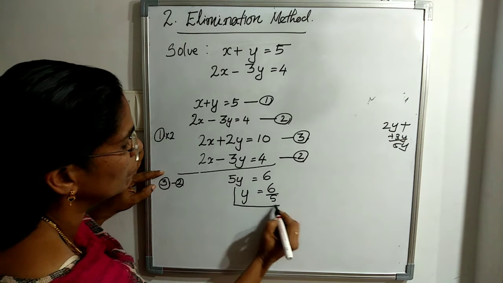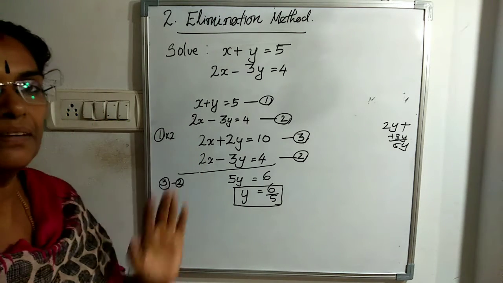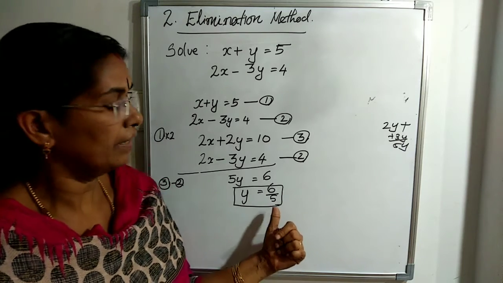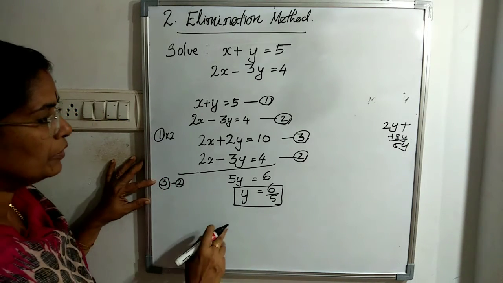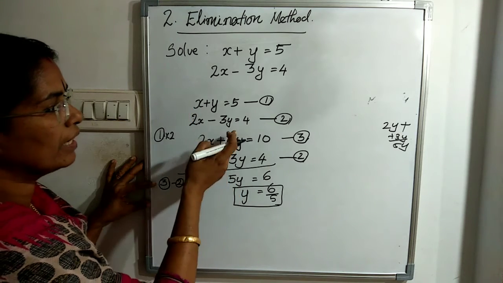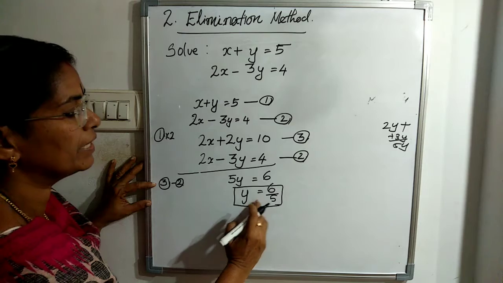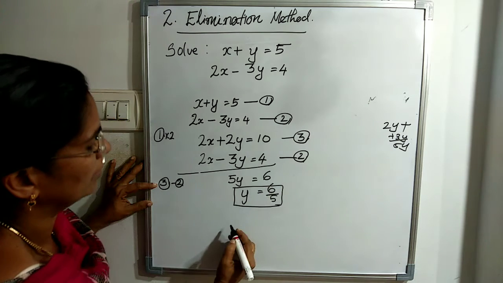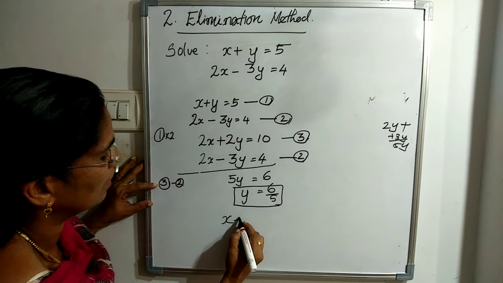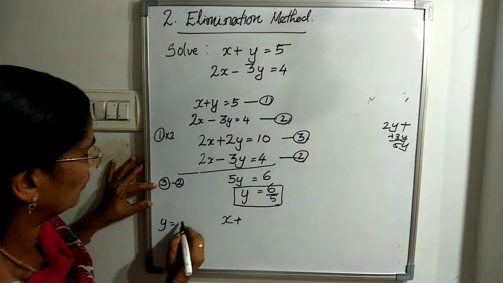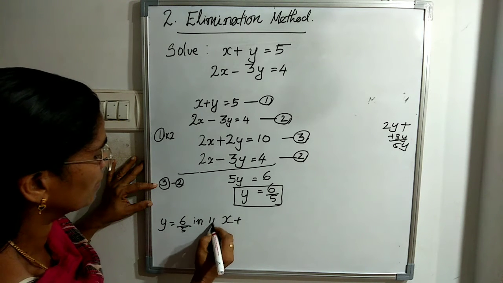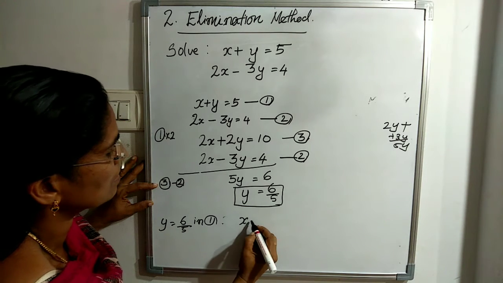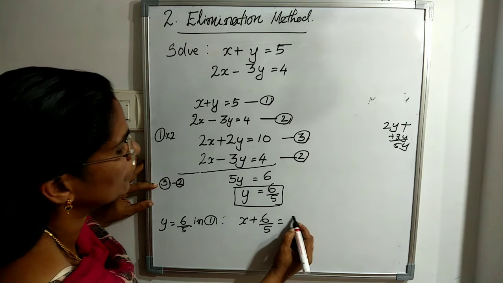So we got the value of y. We eliminated the variable x and found the value of y, that is 6 by 5. The next step is to find the value of x. You can select any one equation and substitute y equal to 6 by 5 in that equation. I am selecting equation 1. Substituting y equal to 6 by 5 in equation 1, we get x plus 6 by 5 is equal to 5.